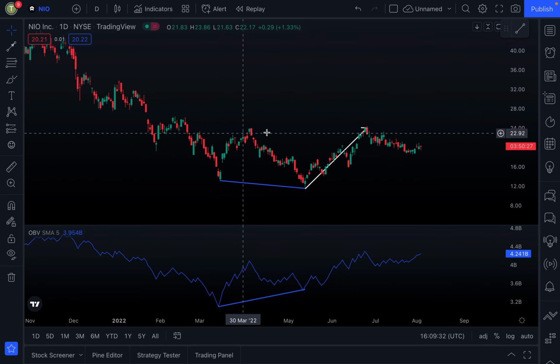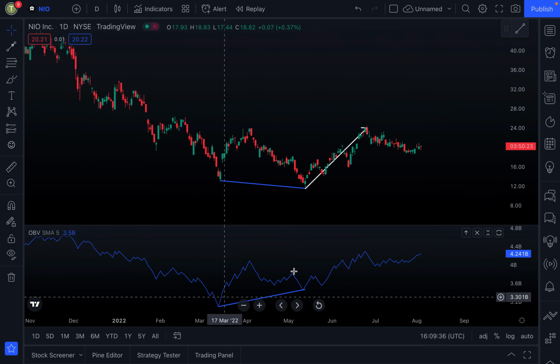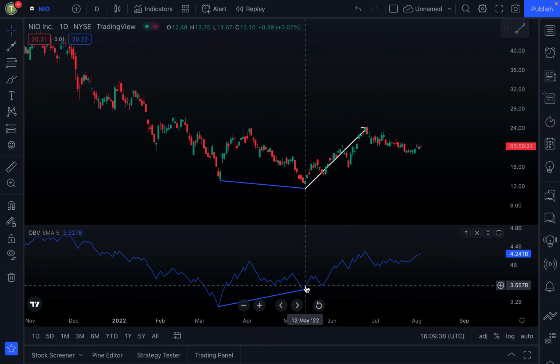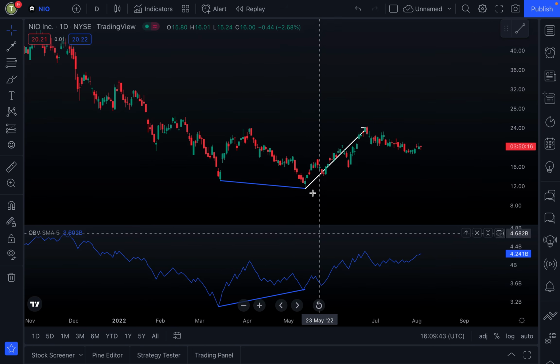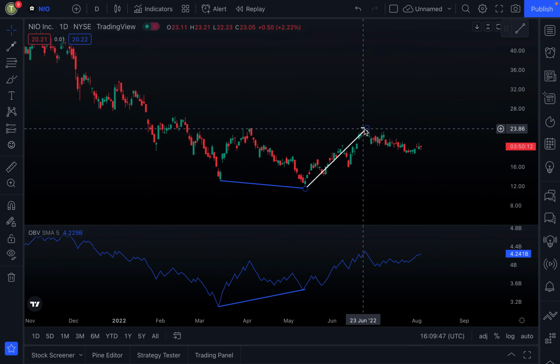The price itself made a new lower low, so price went down. OBV made a higher low, so it went up. And so this is bullish divergence. You can potentially expect the price to move up. And it did, in fact, right? It went again from $11 to $24 after this.